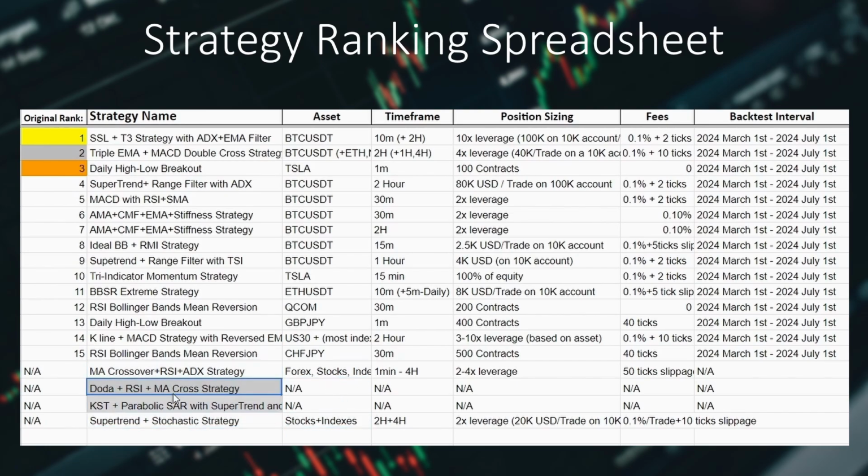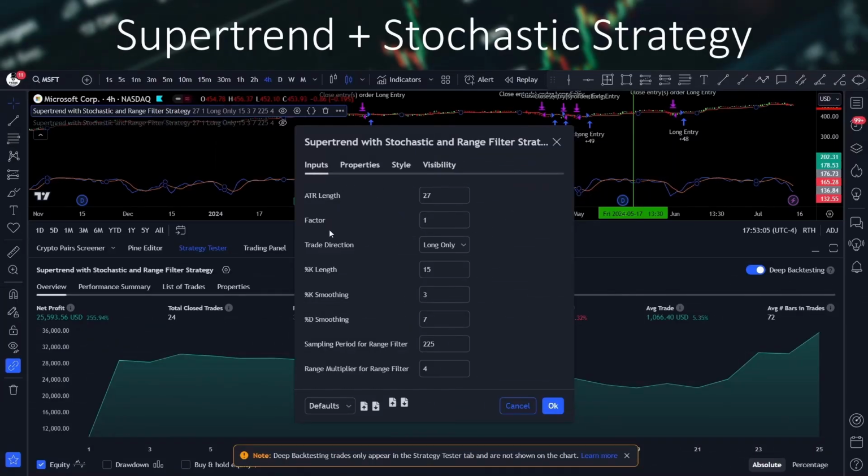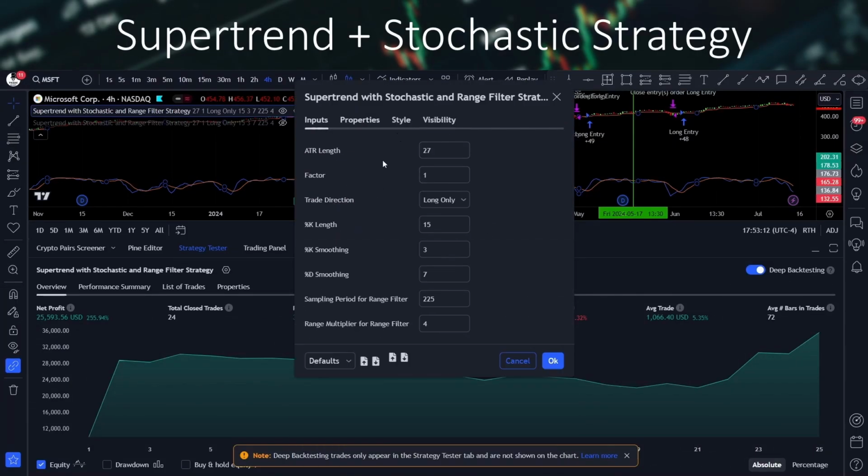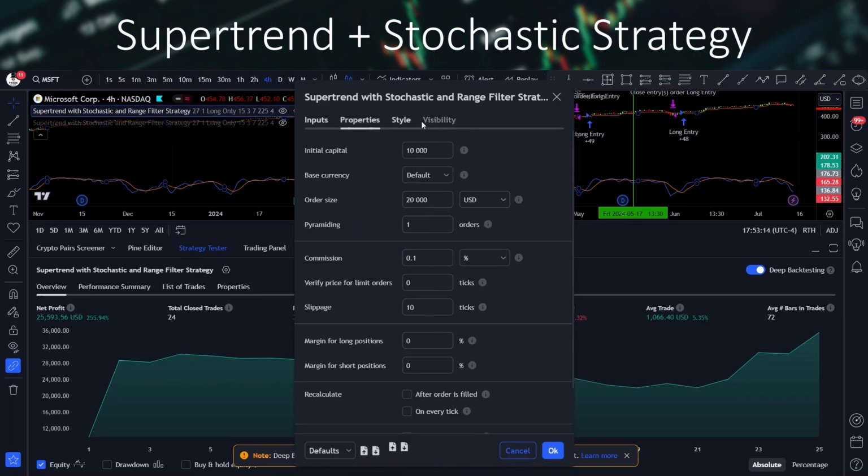Those which weren't optimized are colored gray, and obviously we won't be checking the backtest results for those. But we can start off by the Super Trend Plus stochastic strategy, which performed exceptionally well on stocks and indexes on the 2-hour and 4-hour chart. Let's take a look. This is the Super Trend with stochastic settings, and these are the optimization settings. Here you can see my position sizing and the fee rate, which is a 0.1% fee on each entry and exit with a 10-tick slippage.